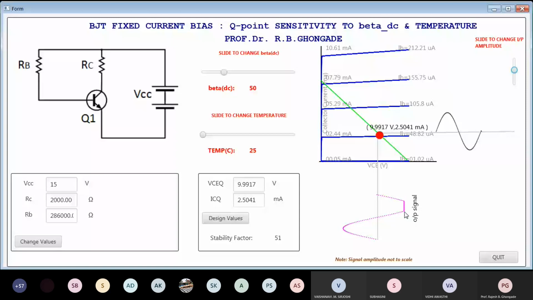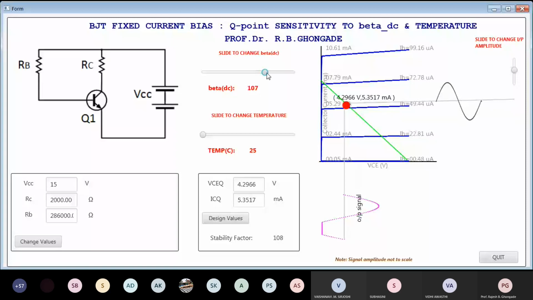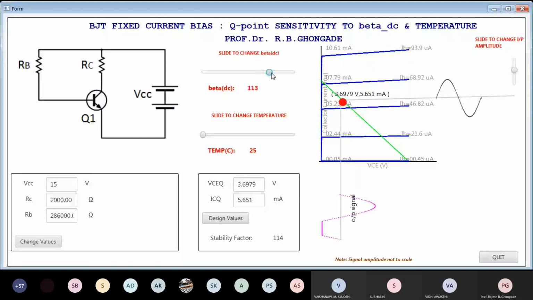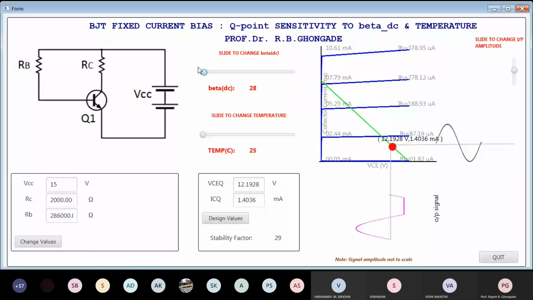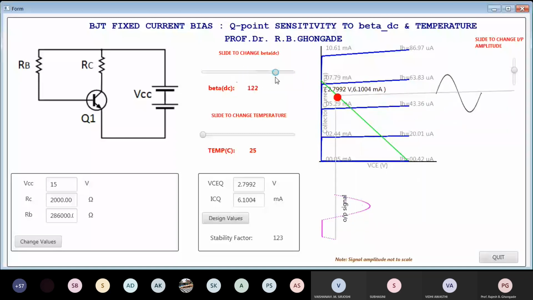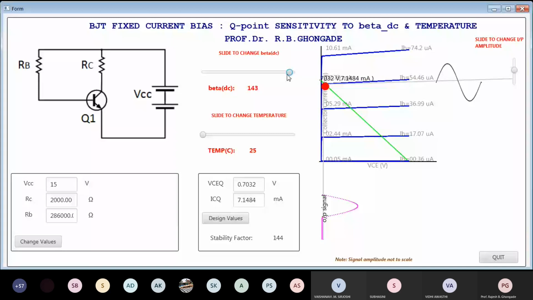Now again I'll change the beta to 150. Here it is completely gone. Only half of the signal is amplified. The other half is literally gone, which is not a good thing at all. You understand this? Look at the variation in the Q point with beta. Huge variations. Are you getting this? Yes, sir.